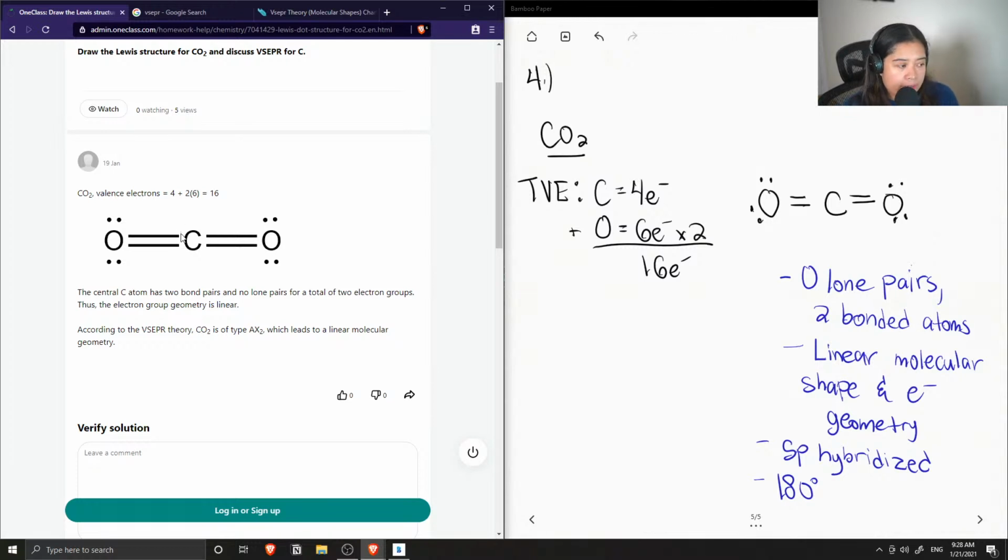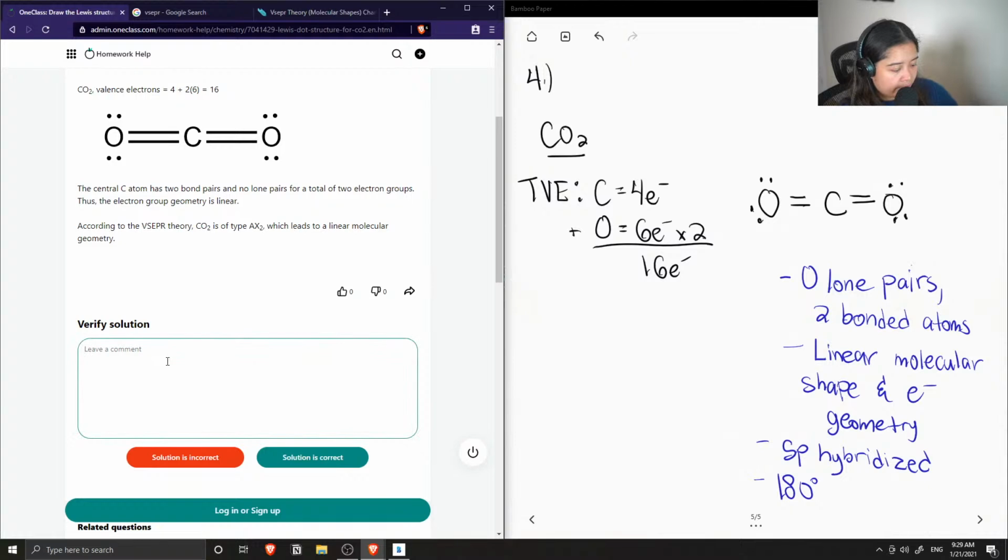Central carbon atom has 2 bond pairs and no lone pairs, for a total of 2 electron groups. Thus, the electron group geometry is linear. According to VSEPR theory, CO2 is of type AX2, which leads to a linear molecular geometry. Okay, so the solution is correct.